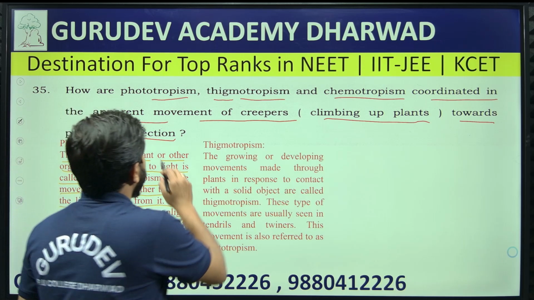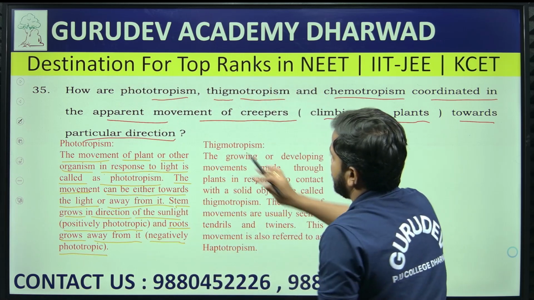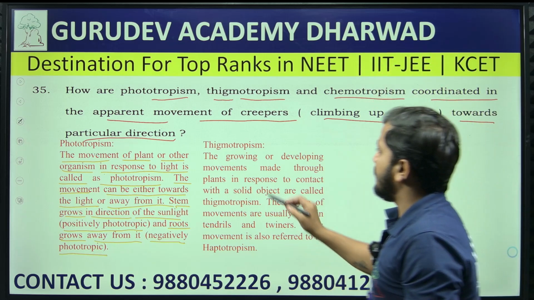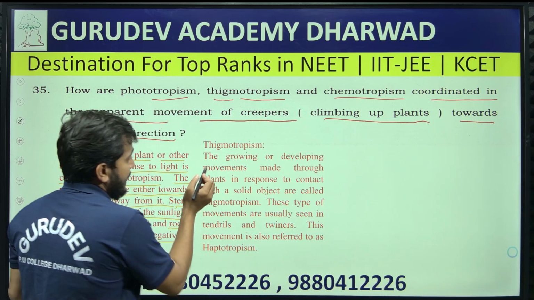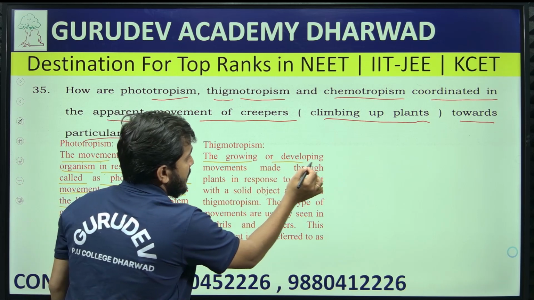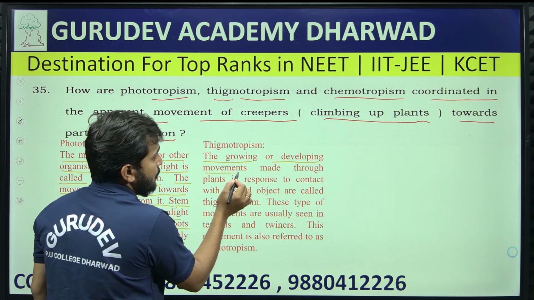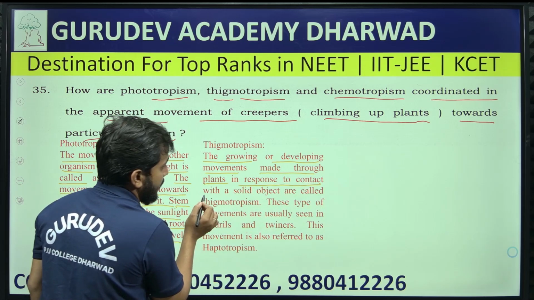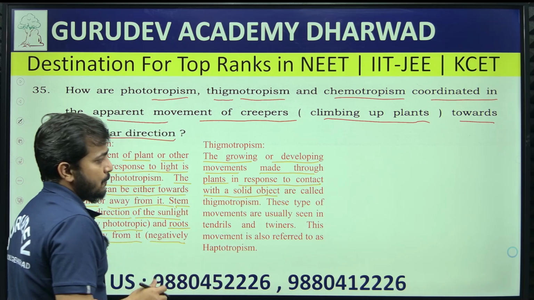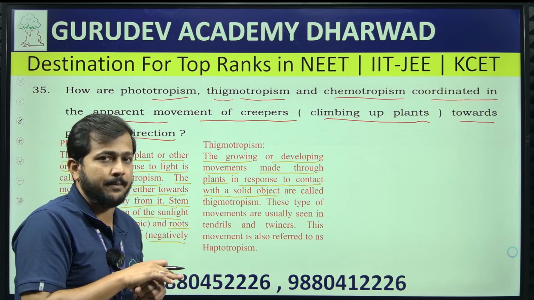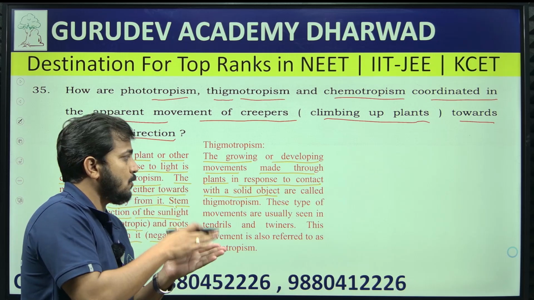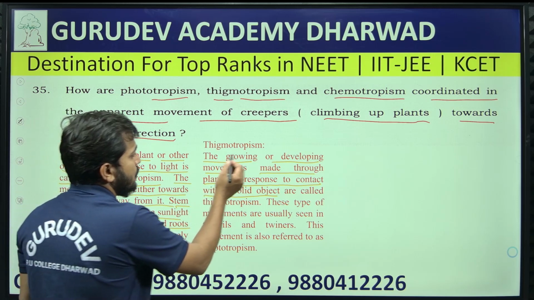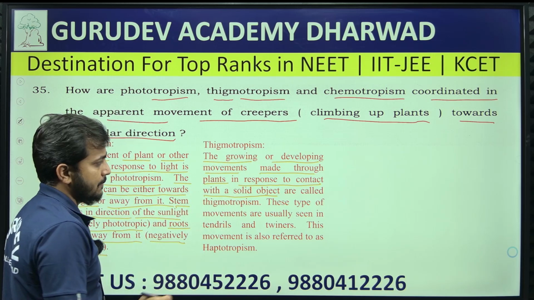What we are doing here is understanding each of these terminologies: phototropism, thigmotropism and chemotropism. Now, thigmotropism is the growing or developing movement made by plants in response to contact with solid objects, which we call the substratum. With respect to the substratum the plant grows, and that type of movement is what we call thigmotropism.